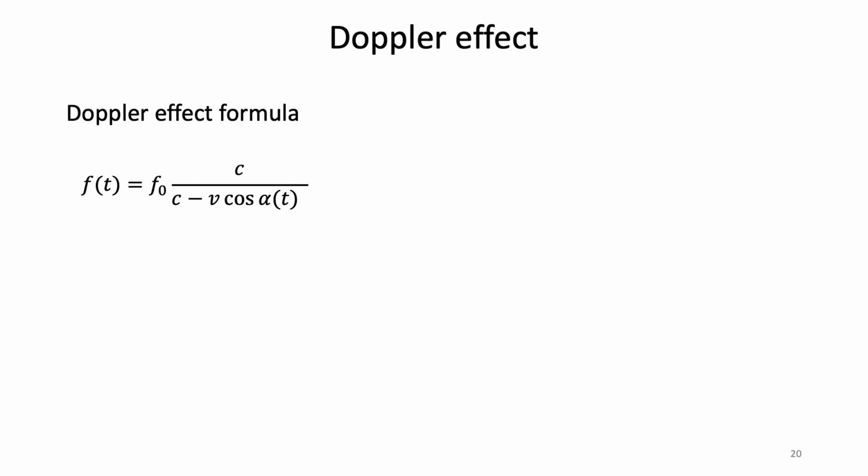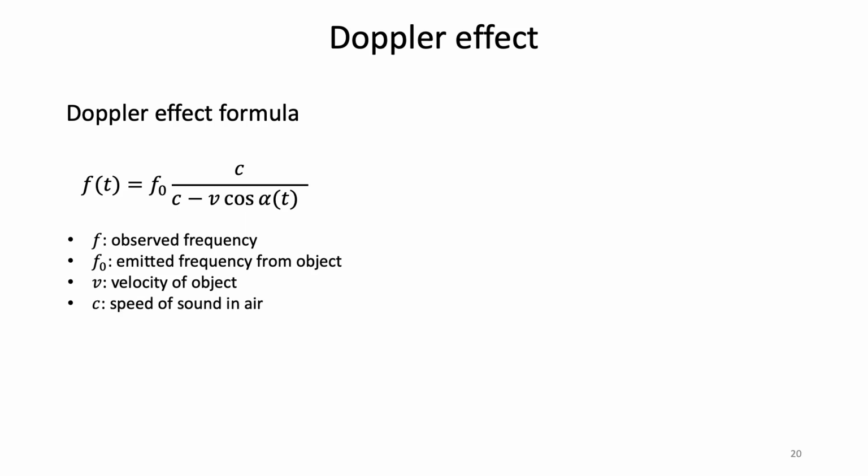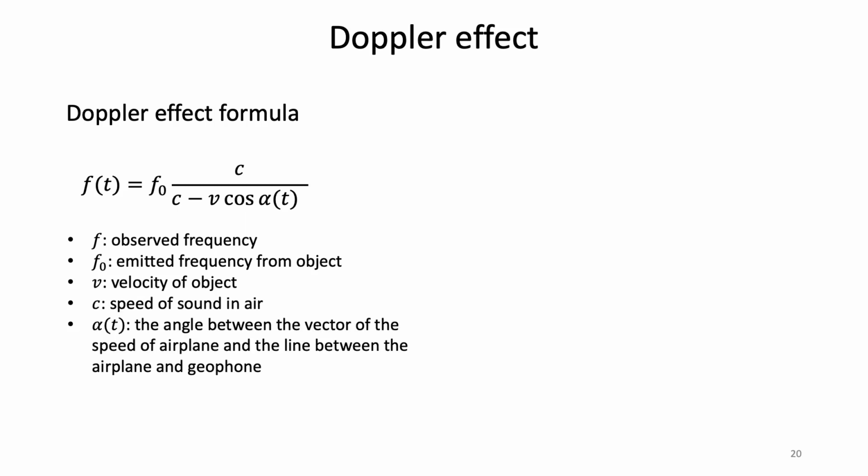From this formula, we know that there is a frequency shift between the observed frequency f and the emitted frequency f0. This frequency shift is determined by the velocity of the airplane, the speed of sound in air, and the angle alpha. Here, alpha is defined by the angle between the vector of the speed of the airplane and the line between the airplane and the geophone. Let's first consider a case when alpha equals 0.